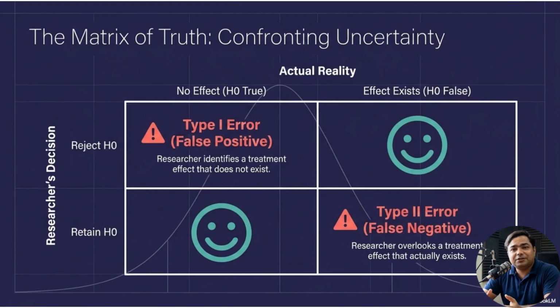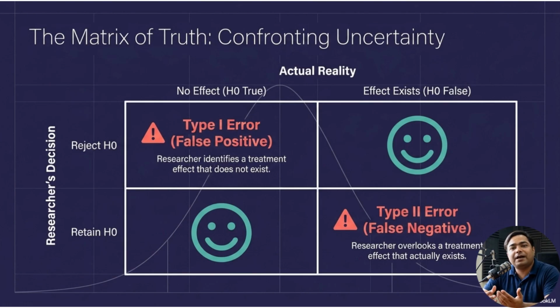Now we discuss errors in hypothesis testing. This slide shows a matrix with two dimensions. One dimension is the researcher's decision, reject H0 or retain H0. The other dimension is actual reality. Either H0 is actually true or H0 is actually false. Sometimes our decision is correct, but sometimes we make an error.